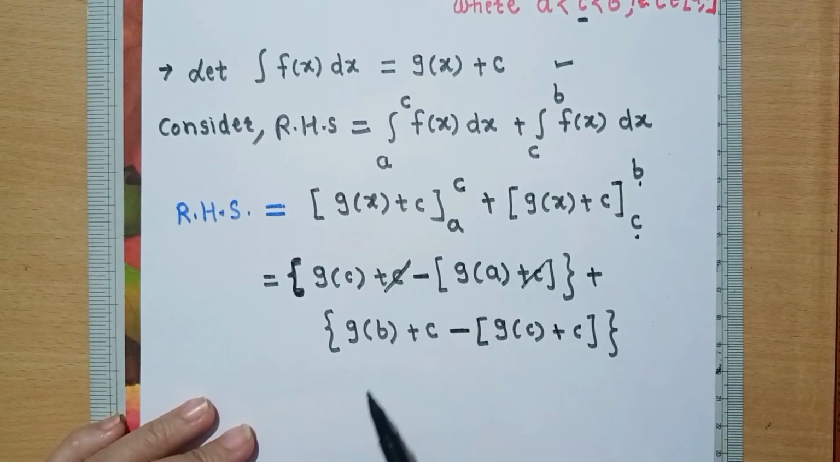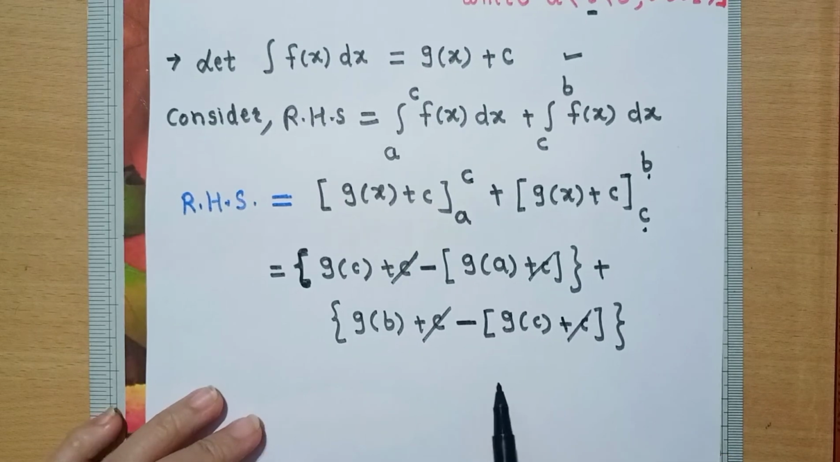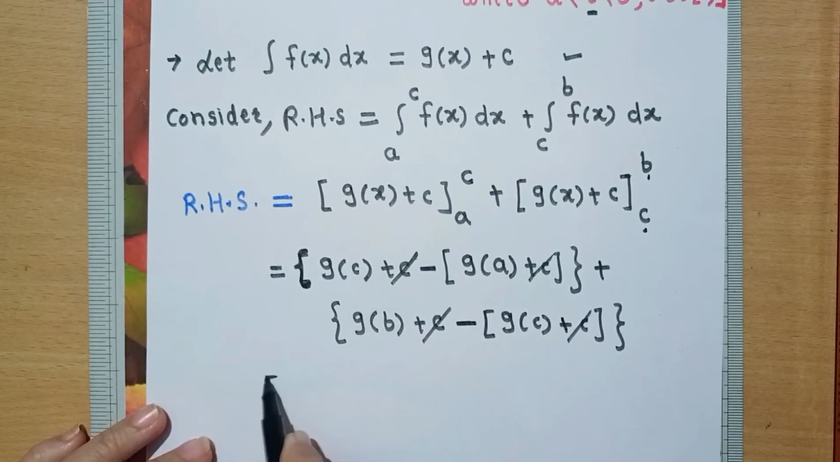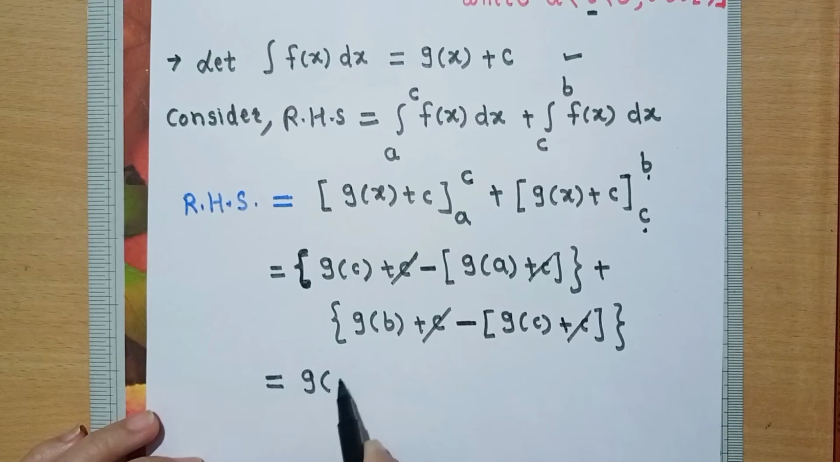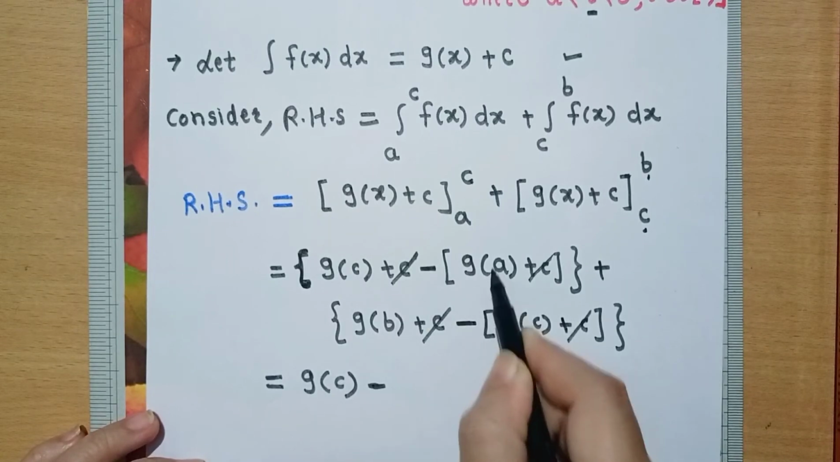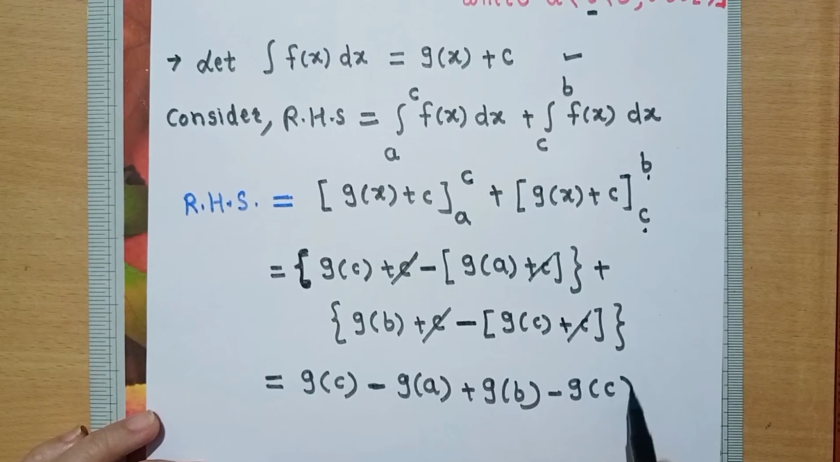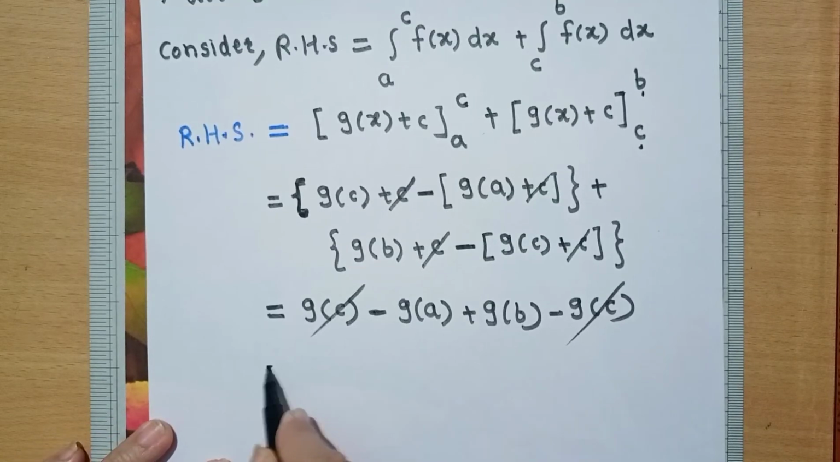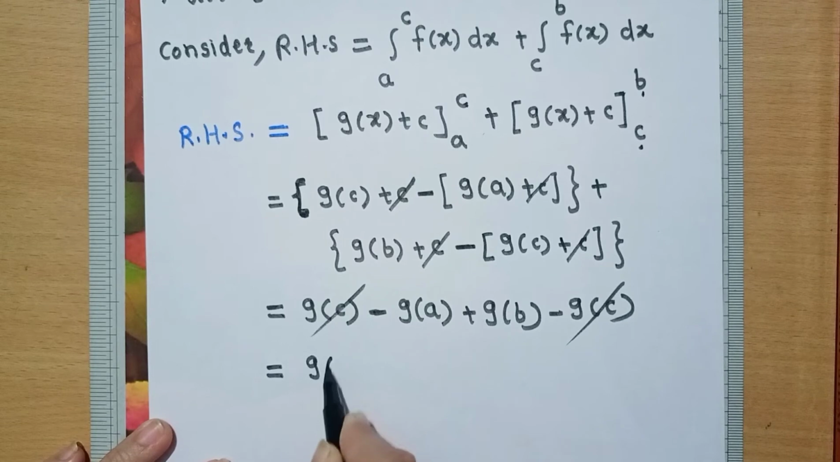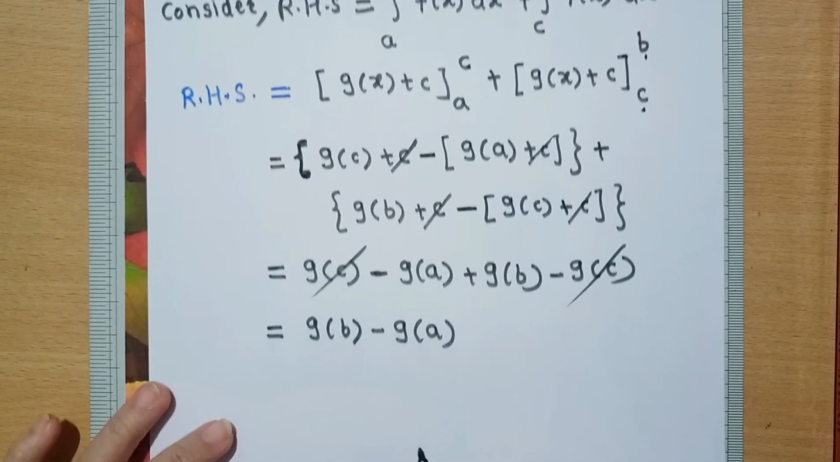So here plus c, c get cancelled. Here also c, c get cancelled. From this we have, check here, g(c), then the middle sign minus, then we will write g(a), and same here g(b), and then minus g(c), and again plus g(c) minus g(c) get cancelled, and here first write down positive. So here g(b) minus g(a) remains.